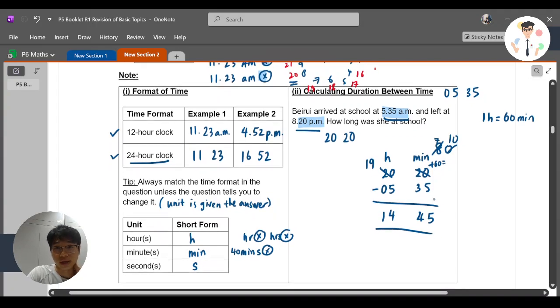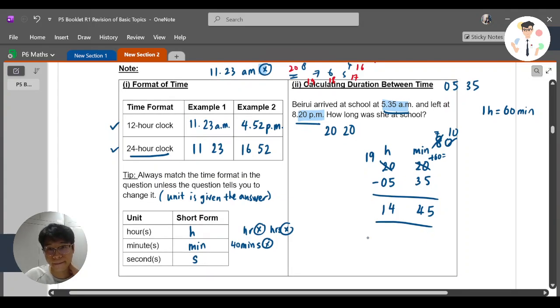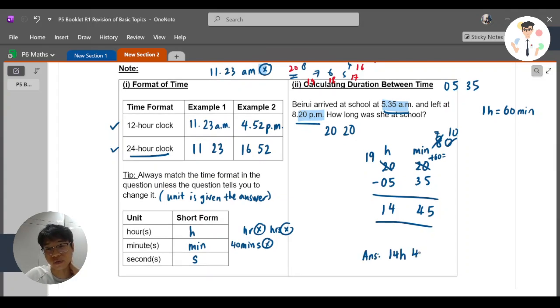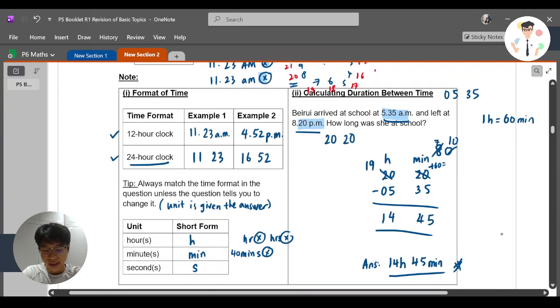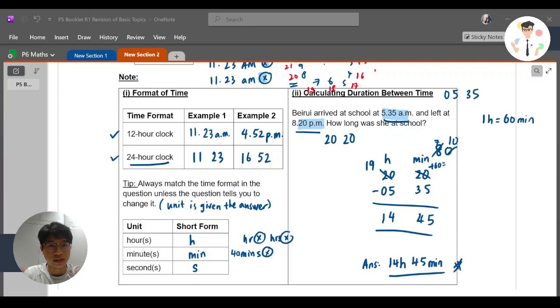So now you know that it is actually 14 H 45 MIN. Again, you notice that I didn't put HR or HRS, I didn't put MINS, because we just write H, we just write MIN. Something simple, and I hope you will actually learn something about this time.